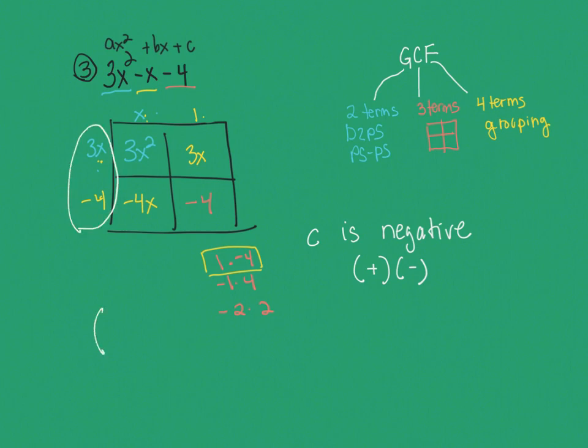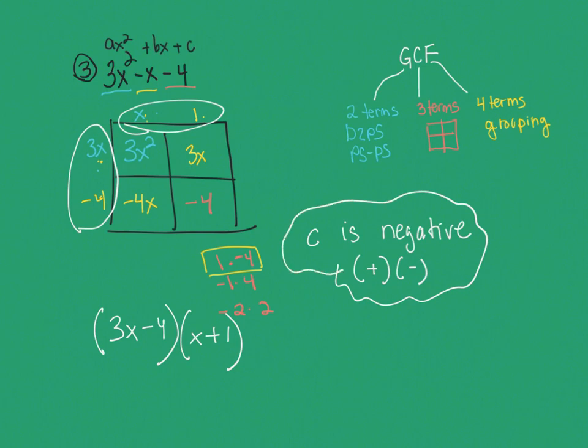So here's this, 3x minus 4 and x plus 1. And you could see that we had said that c was negative, and so when we looked at our answer, one of them should be positive, one of them should be negative, and that's what we have. One is positive and one is negative, okay? Now keep in mind that you can also have your answer written as x plus 1 times 3x minus 4.